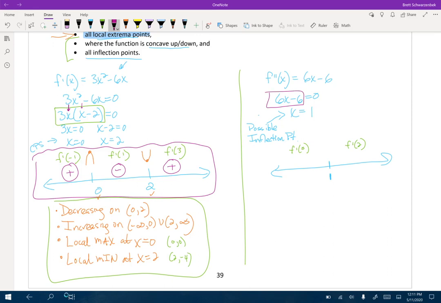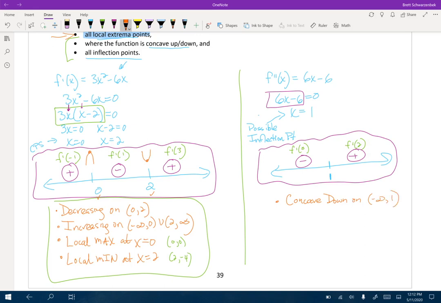Super easy. If we plug 0 into that equation, we're going to get a negative. If we plug 2 into that equation, we're going to get a positive. So this is our signage for our second derivative number line here, and that's what we're going to use on the bottom here to sort out what we need to know. So where do we start? We are concave down anywhere we're negative, so on -infinity to 1. We are concave up wherever we are positive, which is from 1 to infinity.